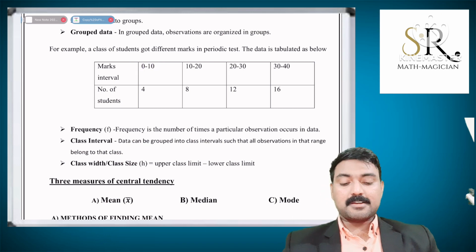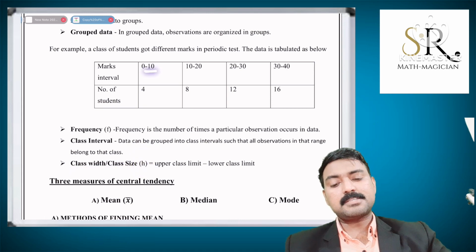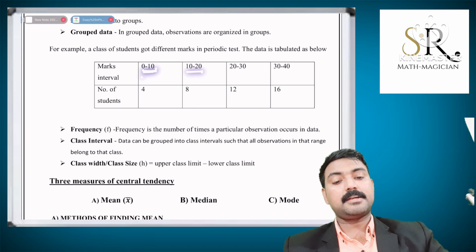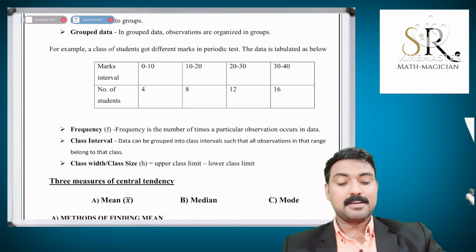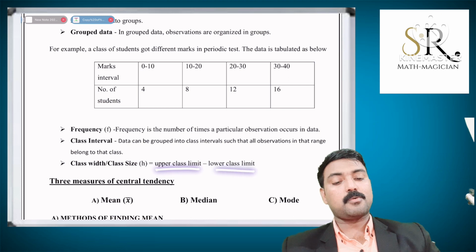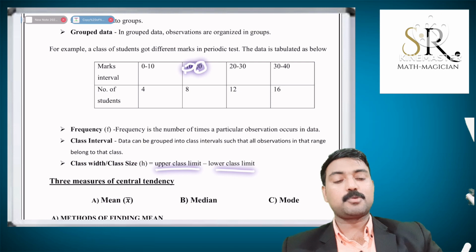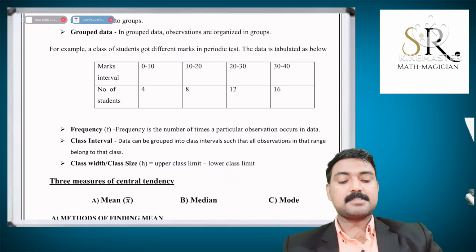What is class width? Class width or size of the class is denoted by the letter h. Class size means the gap. What is the gap of 0 to 10? 10, because 10 minus 0 is 10. Similarly, 20 minus 10 is 10, 30 minus 20 is 10, 40 minus 30 is 10. So here equal class interval is there; class size is the same. How to find this? Upper limit minus lower limit. Upper limit is 20, lower limit is 10, then 20 minus 10, we got 10.